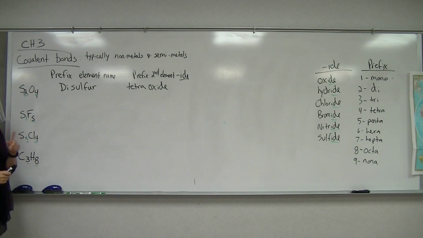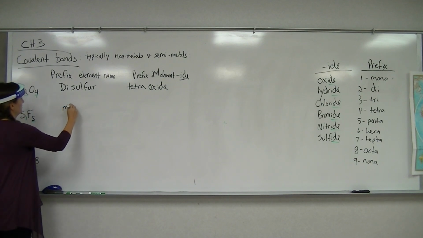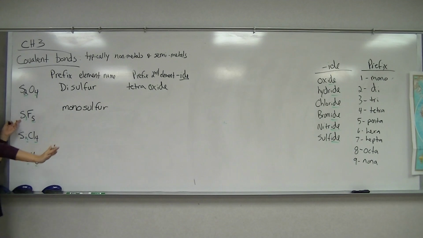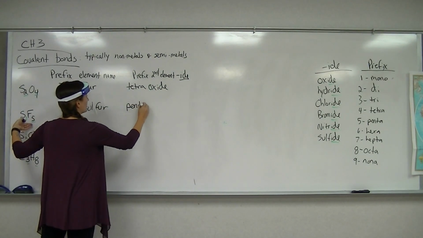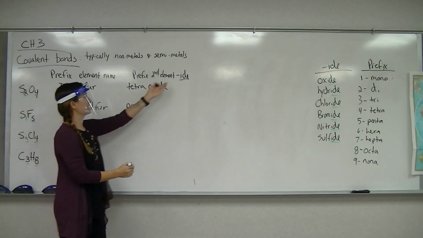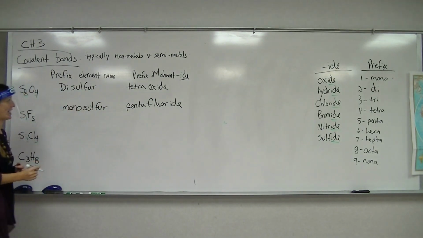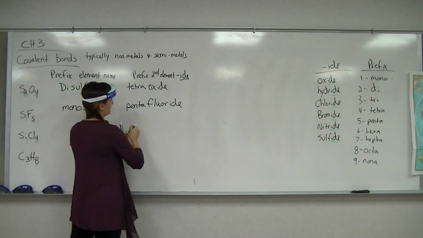Okay, let's try to name the next one. I like to throw a curveball after we name one, right? So we have SF5. All right, so we're going to start with the prefix. How many sulfurs are there? 1. So the prefix would be mono. And then it's sulfur again. The first element we don't add an ending to, we leave it just how it is on the periodic table. The second element, fluorine, how many? Penta, 5. Yep, and then fluorine needs an IDE ending and it becomes, I always misspell fluoride, I think I got it that time, fluoride.